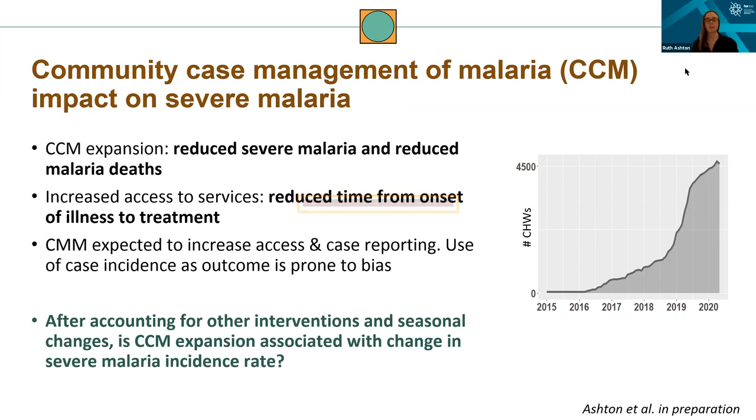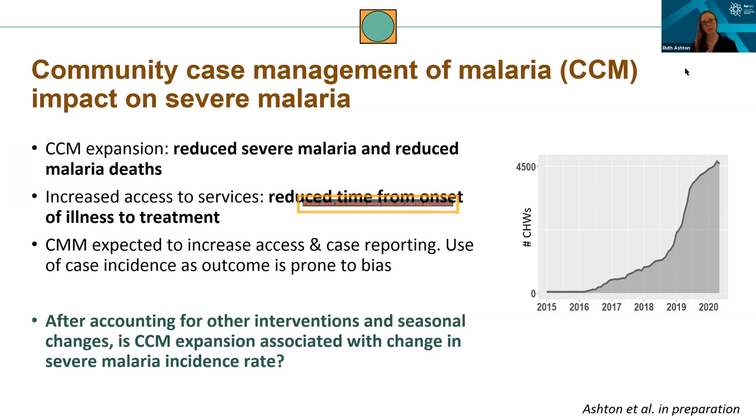One of the challenges with this kind of intervention where you're increasing access to care and you're potentially increasing the number of diagnoses and the number of cases is that you have potential for bias if your outcome indicator is malaria case incidence. So if you have more community health workers, more people seeking treatment, you're potentially expecting to see more cases. So that becomes very difficult to explore the impact of this intervention on malaria.